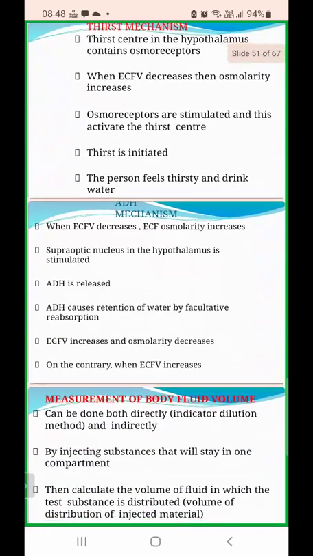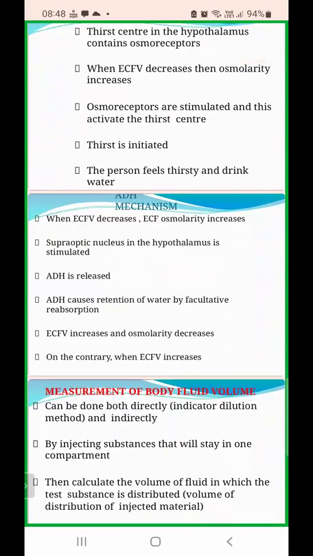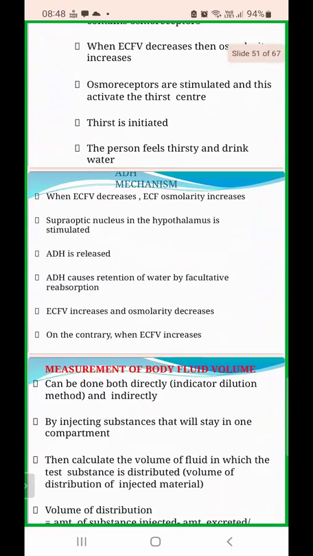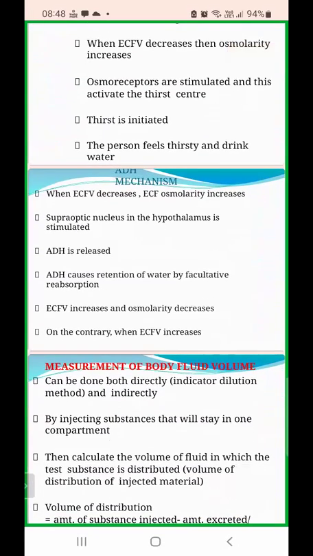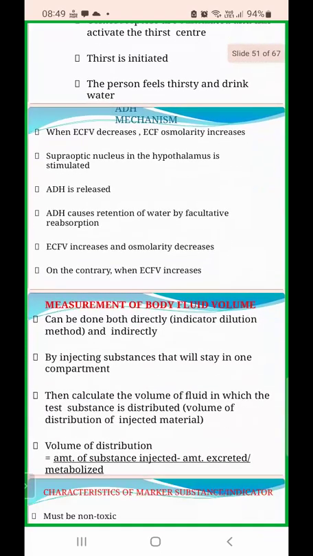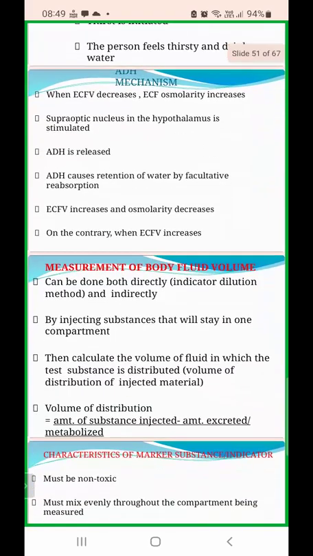Now, the ADH mechanism. Whenever the extracellular fluid volume decreases, ECF osmolarity increases and the supraoptic nucleus, which is the osmotic center in the hypothalamus, is stimulated. ADH is released, and ADH causes retention of water by facultative reabsorption. ECF volume increases and the osmolarity decreases. On the contrary, when the ECF volume increases, the ADH mechanism is inhibited.